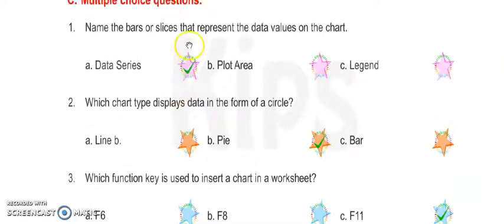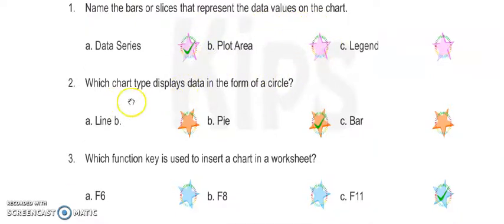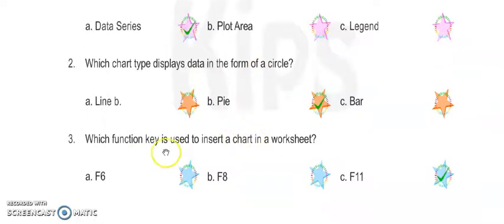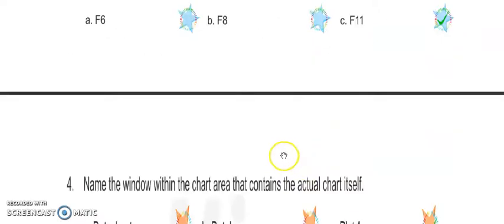Name the bar or slices that represent the data values on the chart. Answer is data series. Which chart type display data in the form of a circle? It is pie chart. Which function key is used to insert a chart in a worksheet? It is F11.